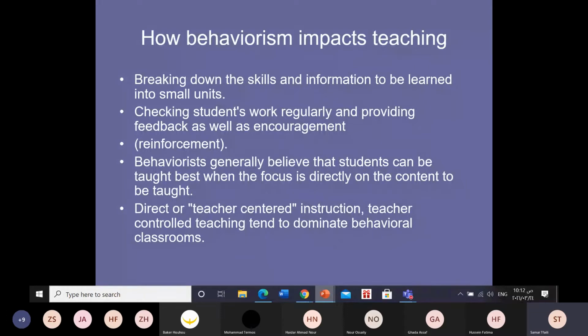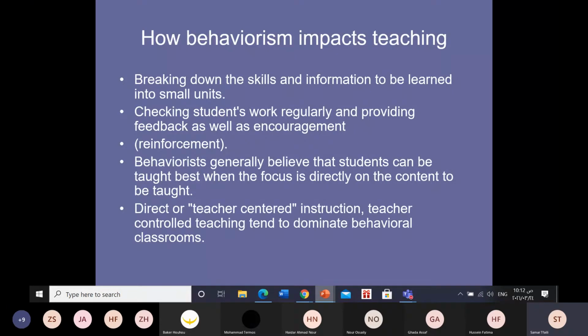The behavioral approach, or behaviorism, refers to the theory where learning is focused on external events, coming from outside, from the teacher, as the cause of changes in observable behavior. So a change in students' behavior is caused by external events. What do I mean by external events? I mean by what the teacher is giving.